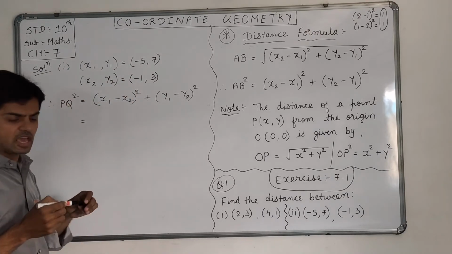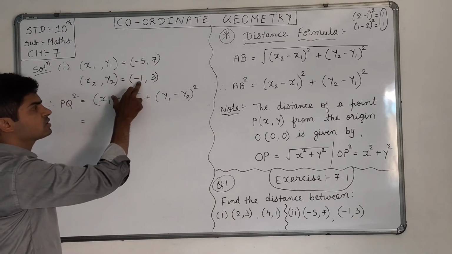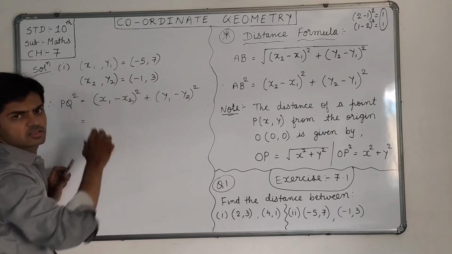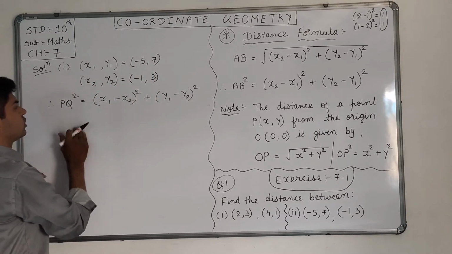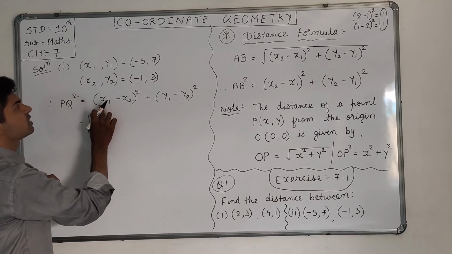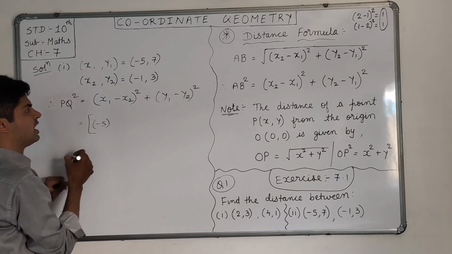Okay, let us put down the values. X1 की value क्या आएगी? X1 will be minus 5. X2 will be minus 1. Y1 will be 7. Y2 will be 3. Okay, so let us now put down the values. x1 means minus 5, so I am writing here inside bracket minus 5.